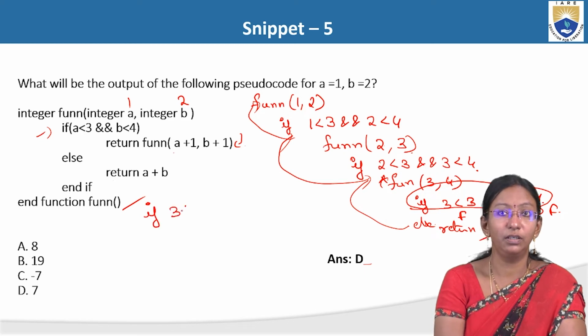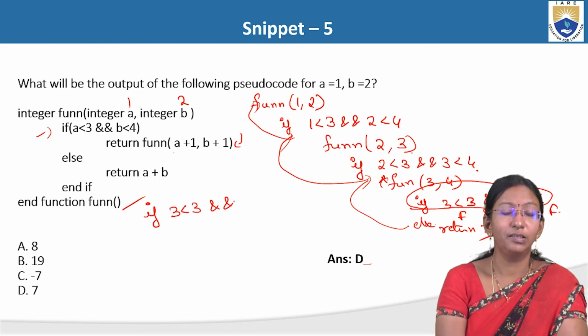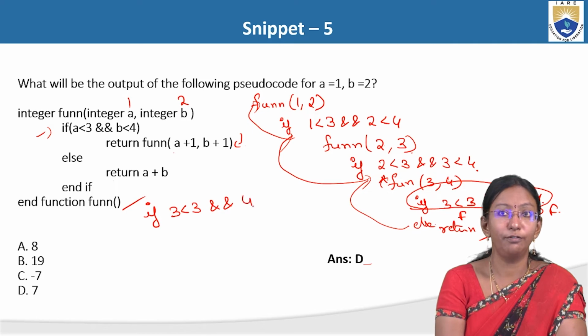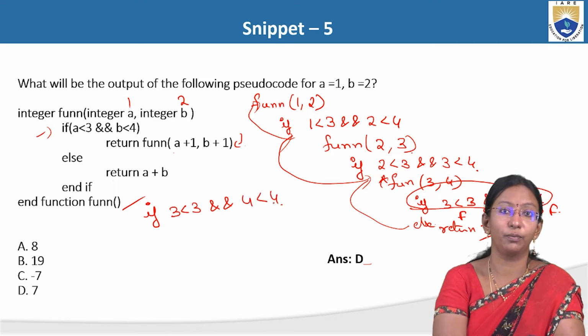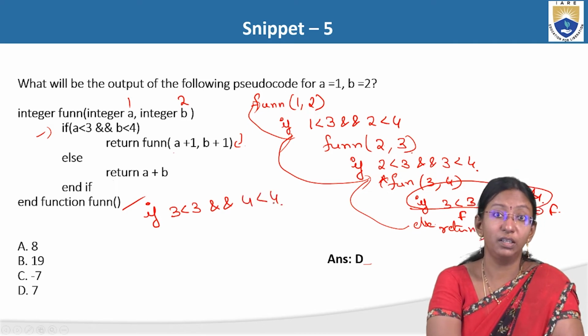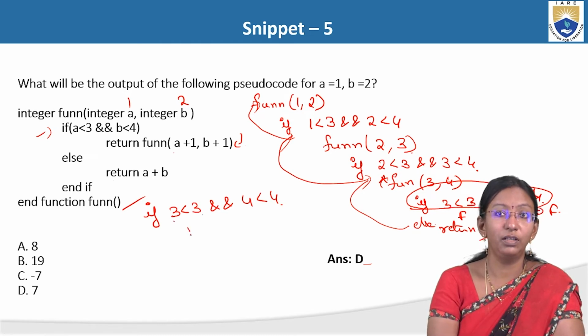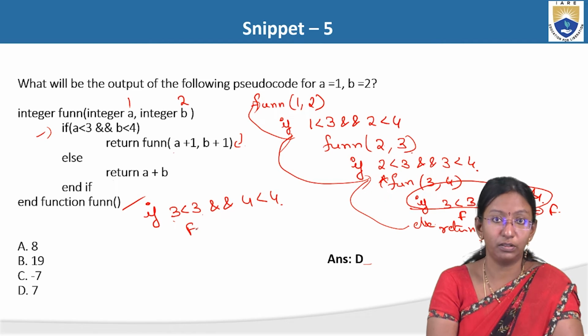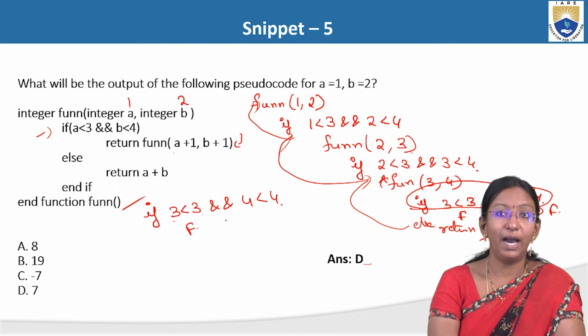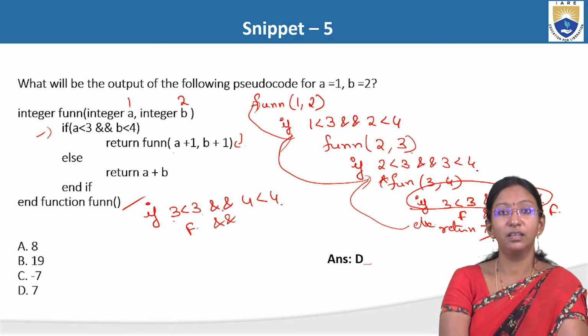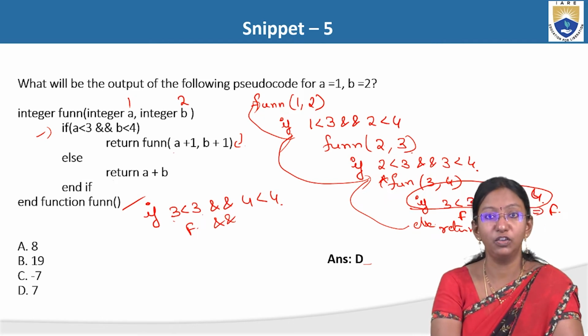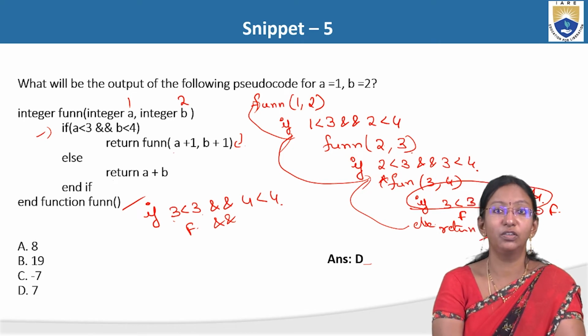If 3 is less than 3 is concatenated with the logical AND with 4 less than 4. So how is it internally evaluated? 3 less than 3 is going to result in false, am I right? As it is concatenated with AND, it says that if at least one condition is false, the whole statement itself, the whole condition itself, is false.